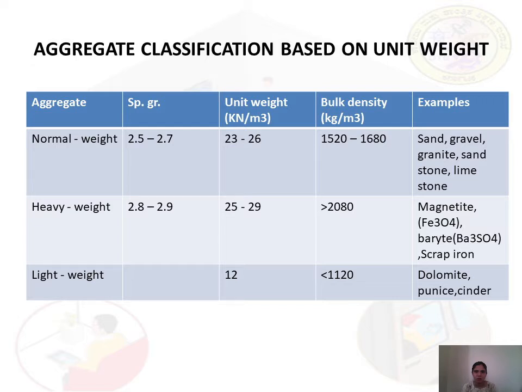The examples for normal weight aggregate are sand, gravel, granite, sandstone and limestone. Examples of heavyweight aggregate are magnetite, barite and scrap iron. And the examples for lightweight aggregates are dolomite, pumice, and cinder. Hope you understood the classification based on the unit weight.